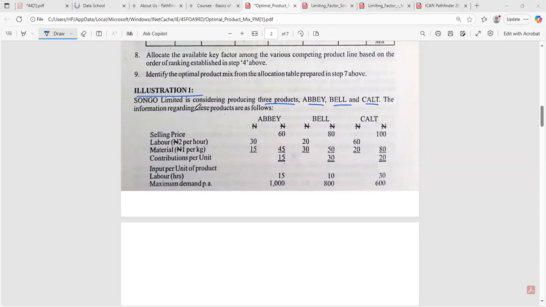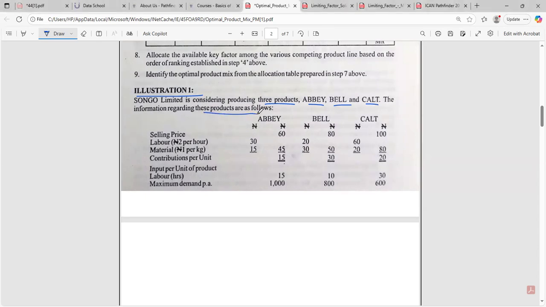Now, the information regarding these products is as follows. What did they give to us? They gave us the selling price for Abe, for Bell, and for Cat. Please pay attention to details. That's the first thing we used to know about an accountant. You pay attention to details. Don't just jump something. So what's the selling price for Abe? 60, the one for Bell, 80, the one for Cat, 100.